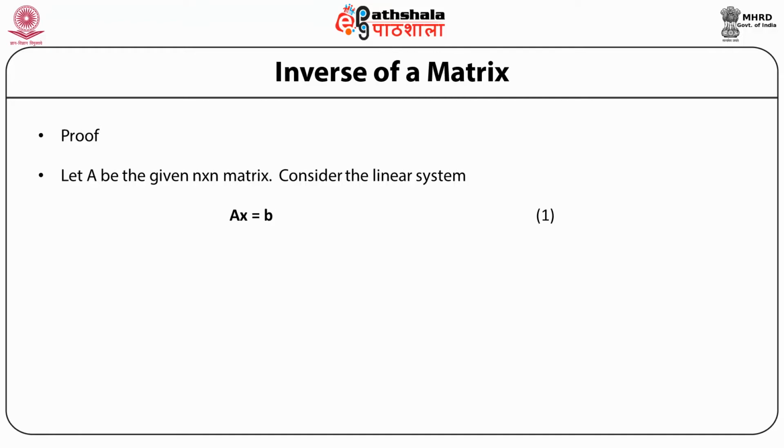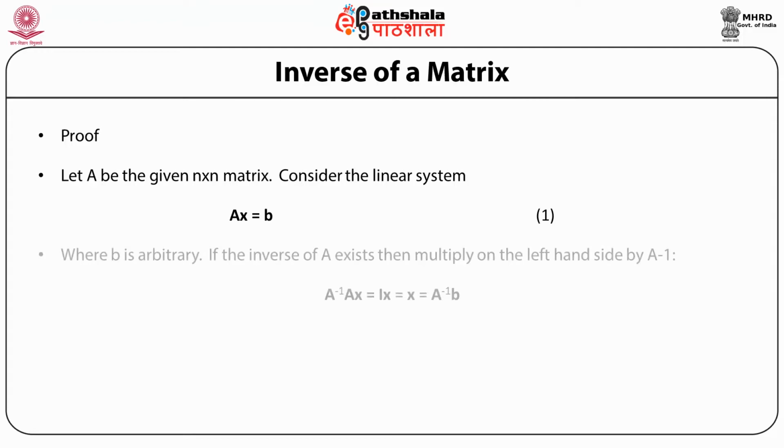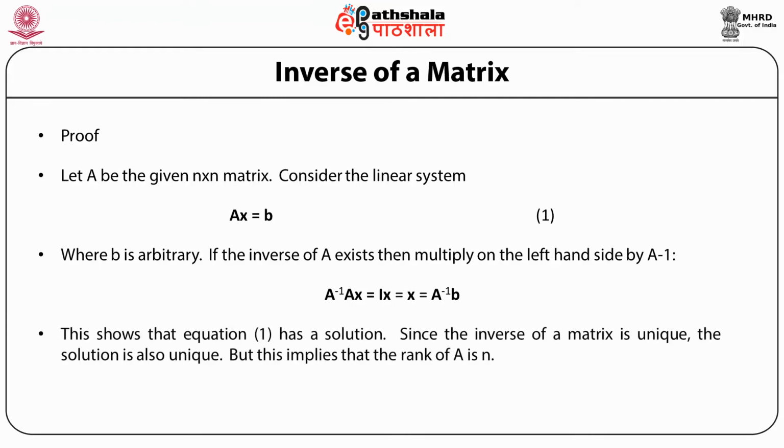If the inverse of A exists, then multiply on the left-hand side by A inverse. So we get A inverse into Ax is equal to identity times x, which equals x, and in turn is equal to A inverse times B. This shows that the linear system Ax is equal to B has a solution. Since the inverse of a matrix is unique, the solution is also unique. But this implies that the rank of matrix A is n.